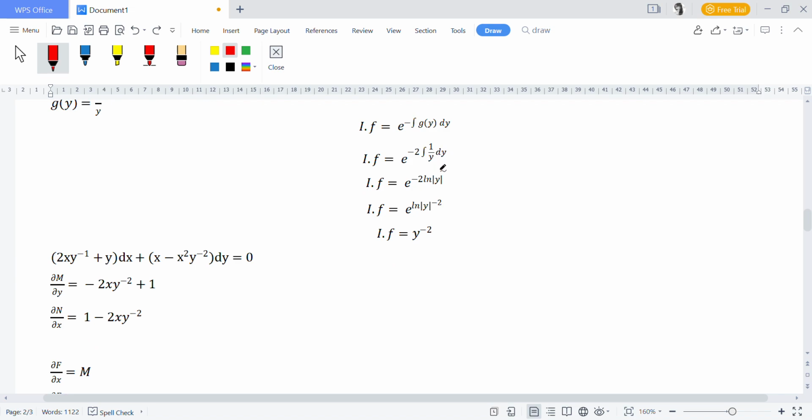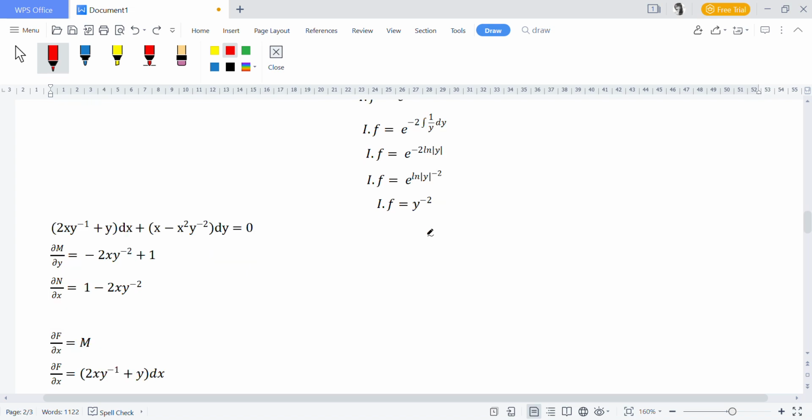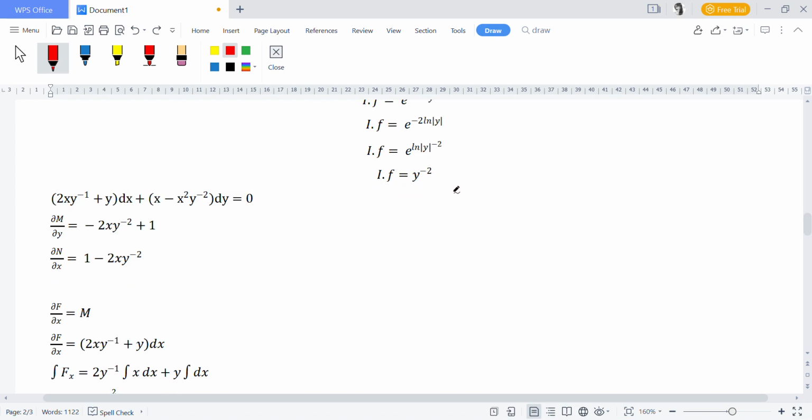So this will become e raised to negative 2 ln of y, and using the logarithm rule for exponent, our integrating factor will simply become y raised to negative 2. Now that we have found our integrating factor, let's distribute this into our equation.